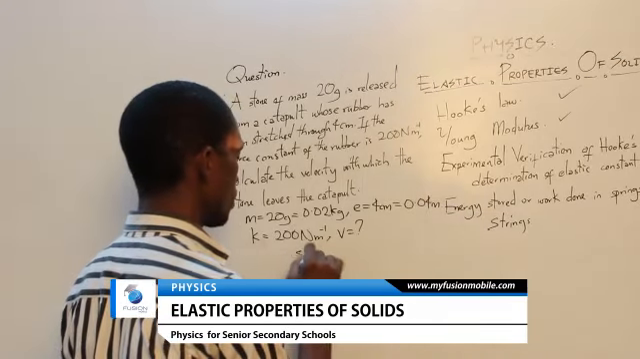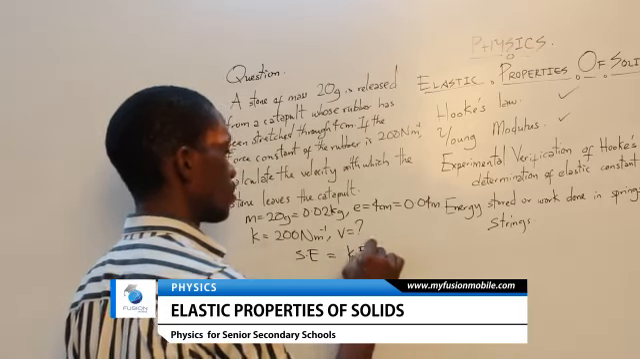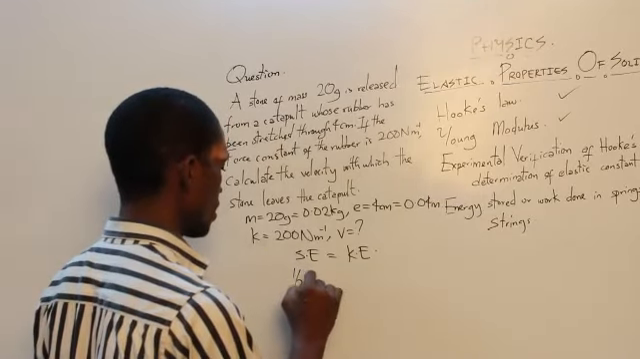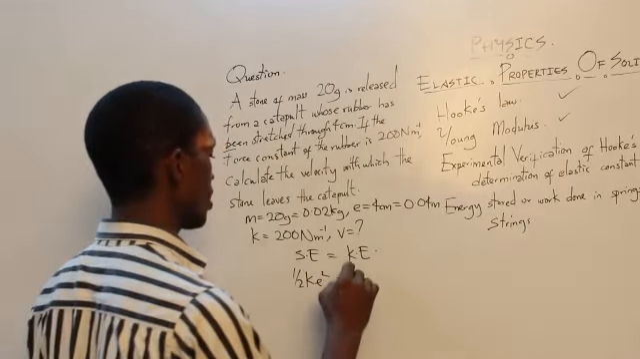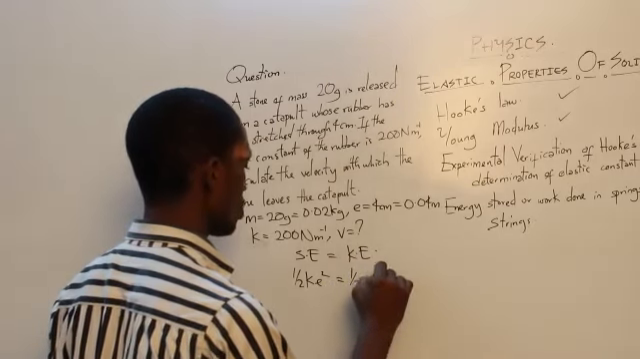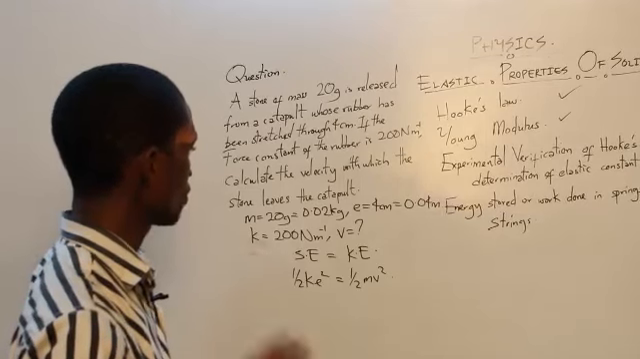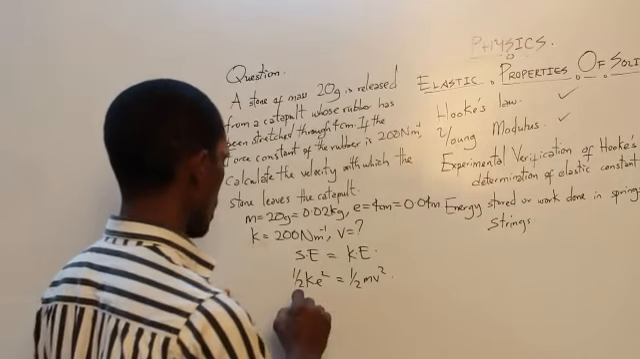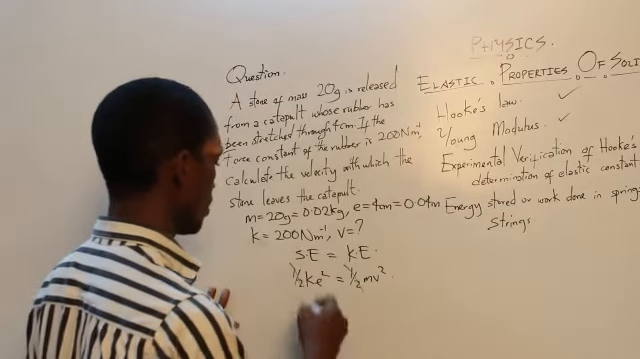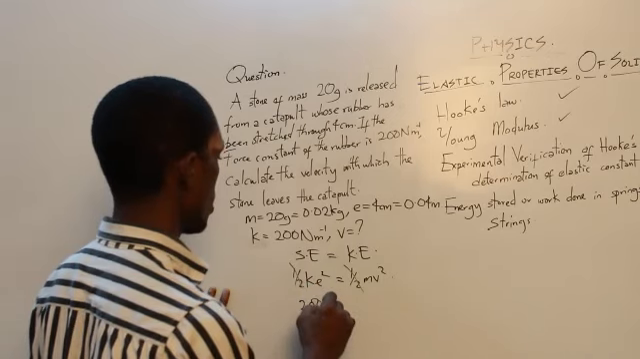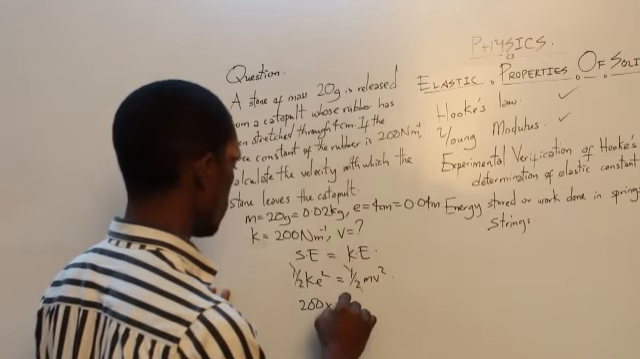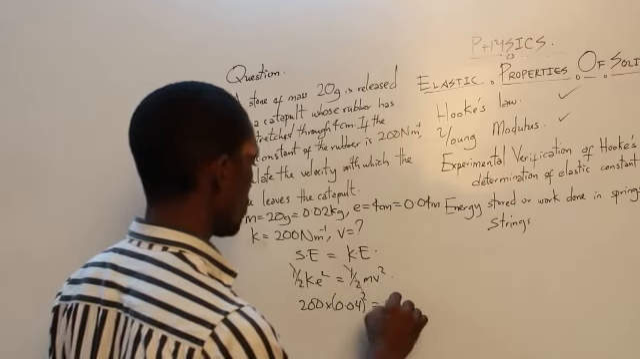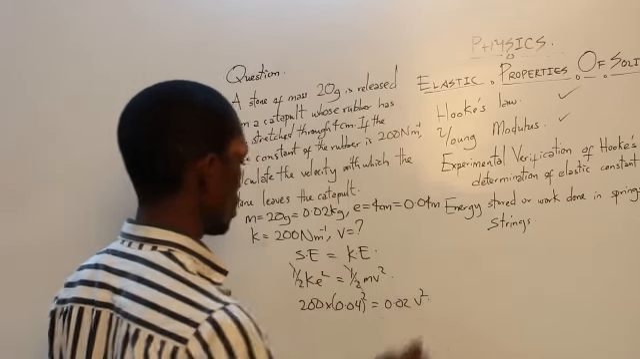spring energy should be equal to kinetic energy, and spring energy is calculated by half ke squared. Kinetic energy is calculated by half mv squared. So we can substitute our parameters into the equation now. We have the halves can cancel out. Our k is 200, our e is 0.04 squared, our m is 0.02, and v is what we're looking for.